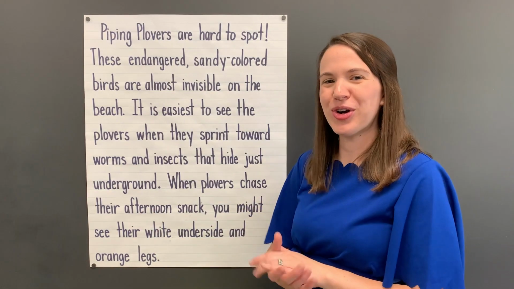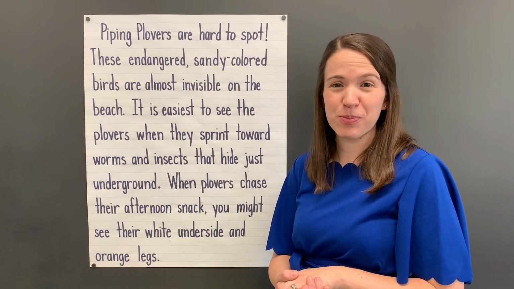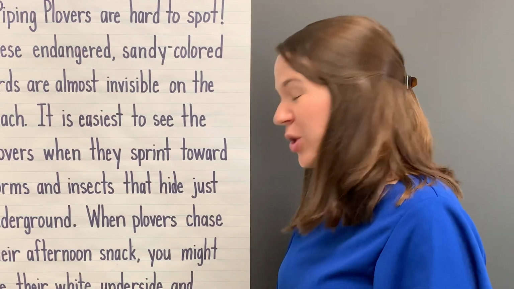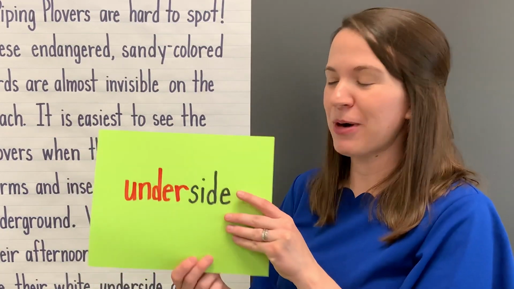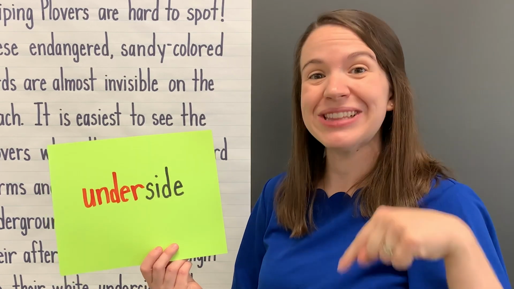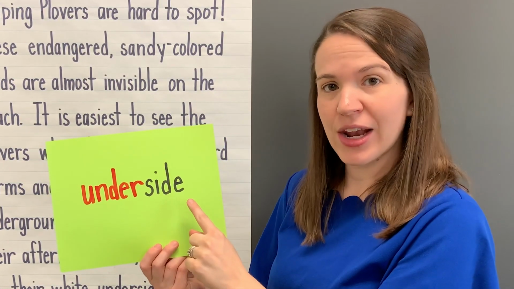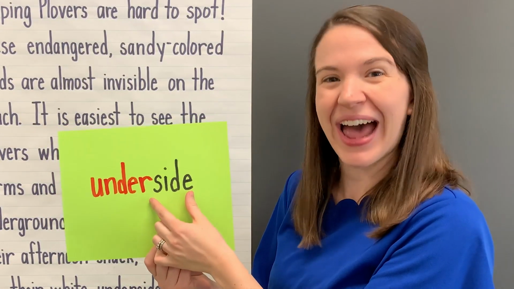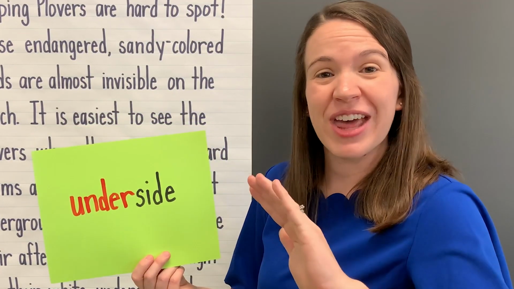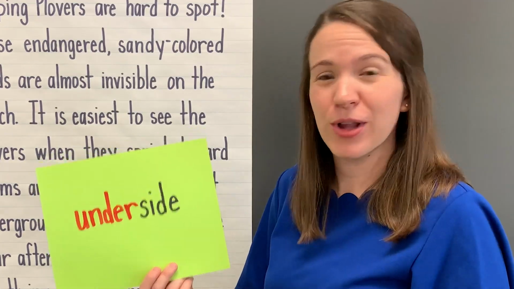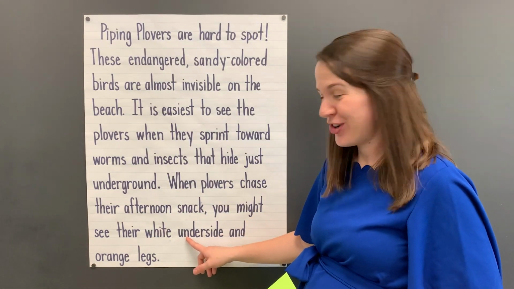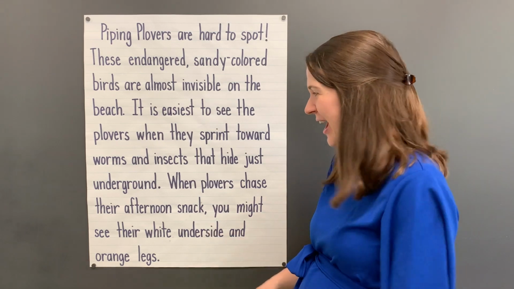Did you notice any other word with the after or under prefix? I noticed this one right here, underside. Which prefix did you see? The prefix under. We know that under means below or less. So the underside of the plover must be the side of the plover that is below the plover, the feathers that are underneath the plover. So they have white feathers under their body, on the underside.